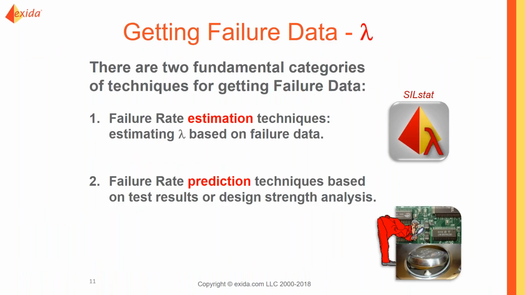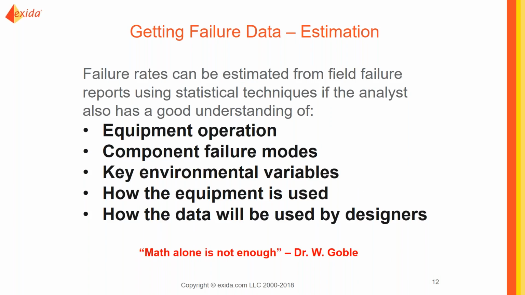Okay, so when you're gathering field failure data, there are two fundamental categories or techniques that you use to get this data. One, the estimation approach. This is kind of like your proven in use from your products. It's estimating your lambda based on the failure data. And the other part: what if you have a new product? How do you estimate failure data if it's a new product? It's not proven in use. Well, there are also things called prediction techniques, and they're based off of test results and design strength analysis, and we'll go into each category. But first, let's talk about your estimation approaches.